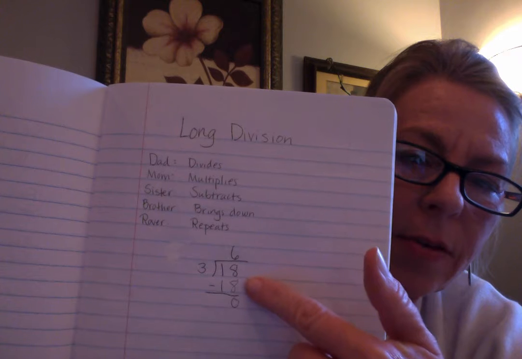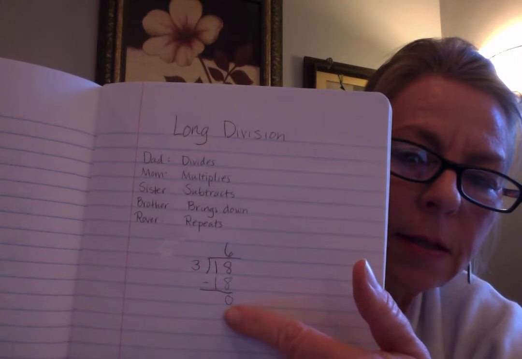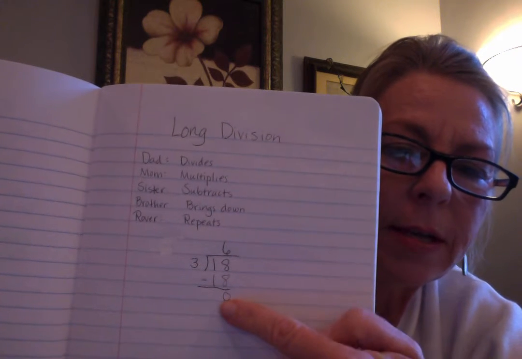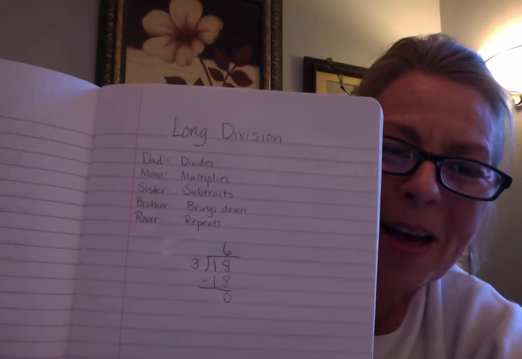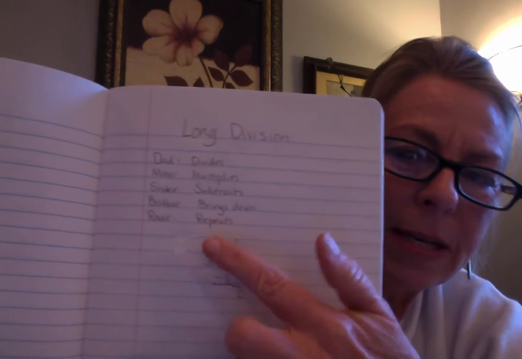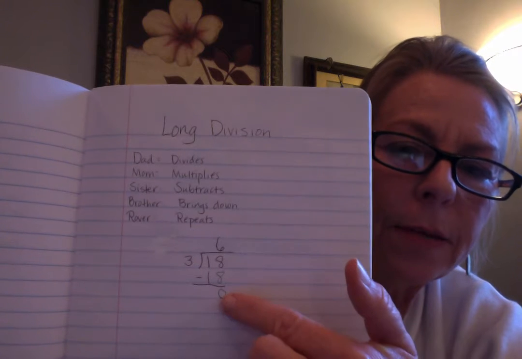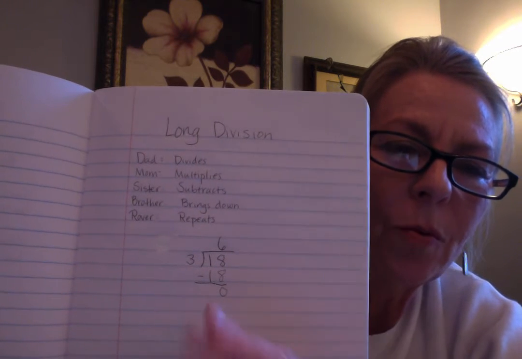We don't have any other numbers in our division box, our division frame, and we've come to 0. So when that happens, when you're dividing, you can stop. You can stop with your steps, because remember, Rover says to repeat, but once we get to 0, we're done.